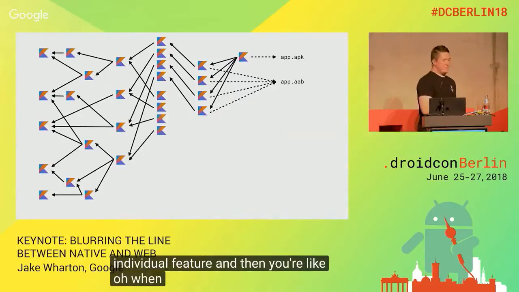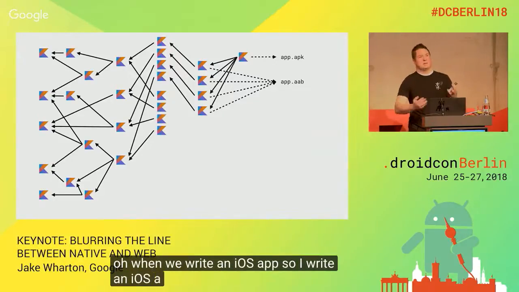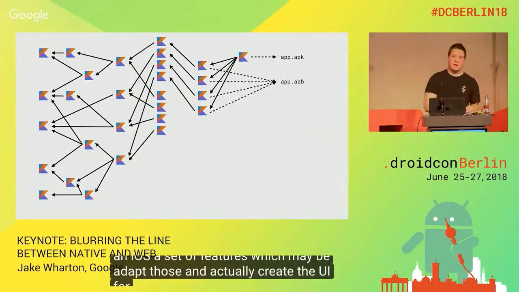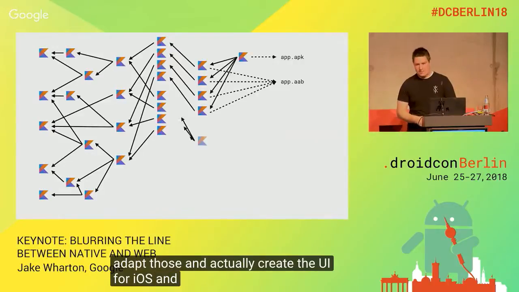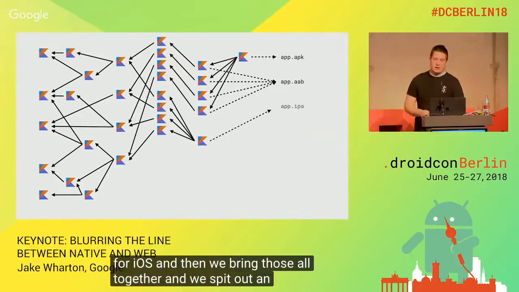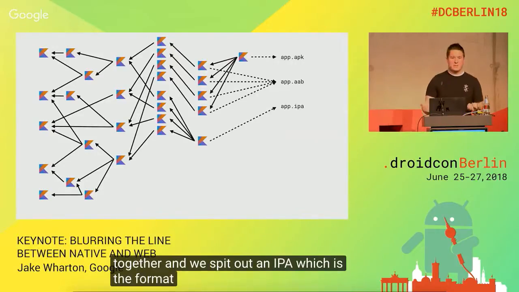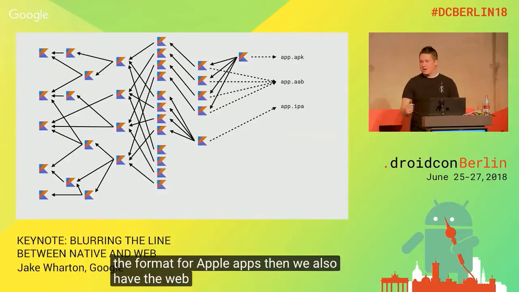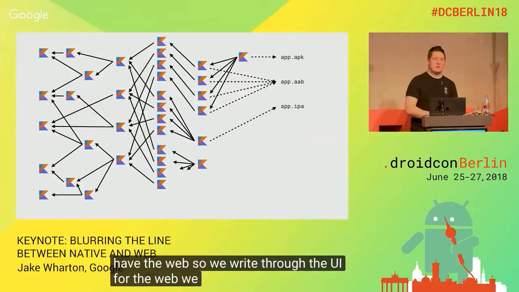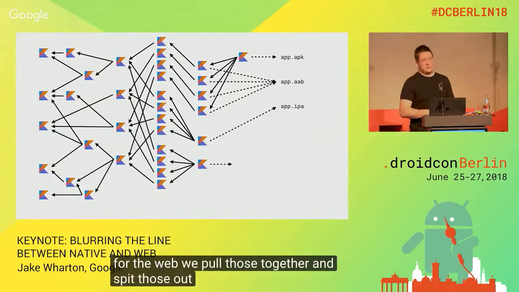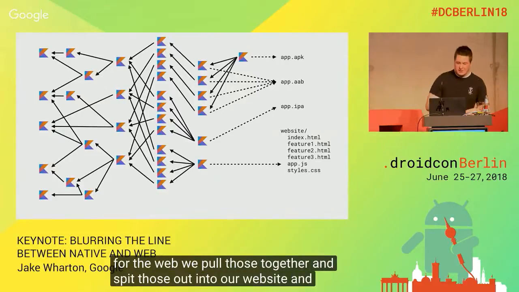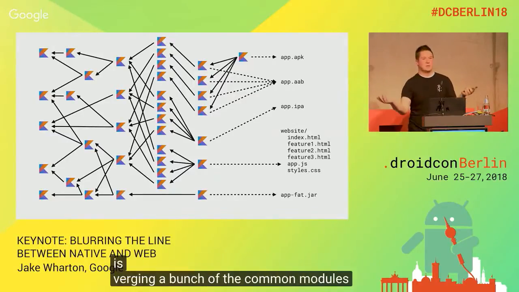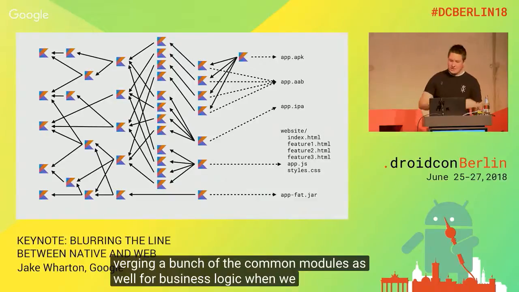And then you're like, I want to write an iOS app. So I write an iOS set of features, which maybe adapt those and actually create the UI for iOS. And then we bring those all together and we spit out an IPA, which is the format for Apple apps. Then we also have the web, so we write the UI for the web. We pull those together and spit those out into our website. Then finally, we have our backend, which is leveraging a bunch of the common modules as well for business logic.